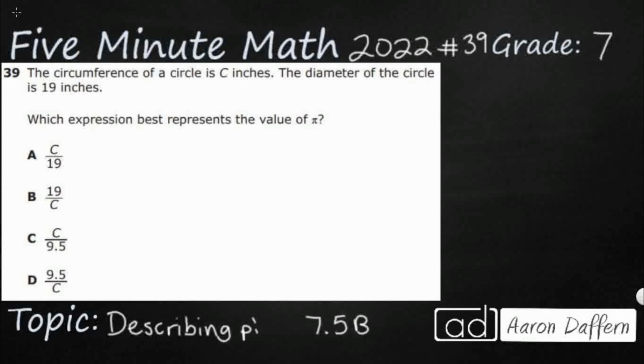So we have the circumference of a circle is c inches, so we don't even have an actual measurement. The diameter is 19, so we actually have that. So which expression best represents the value of that? It is the Greek letter pi. So let's draw a picture of a circle here.